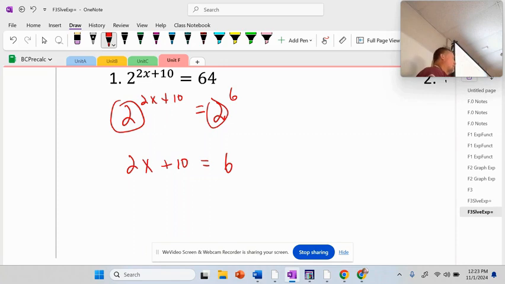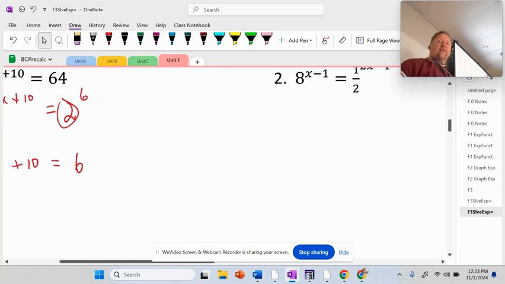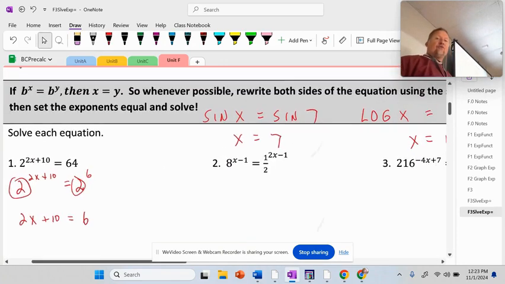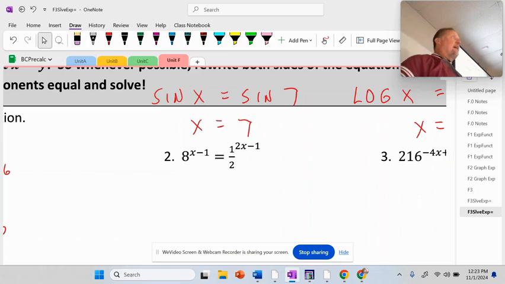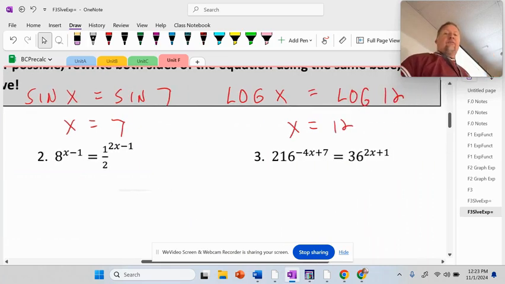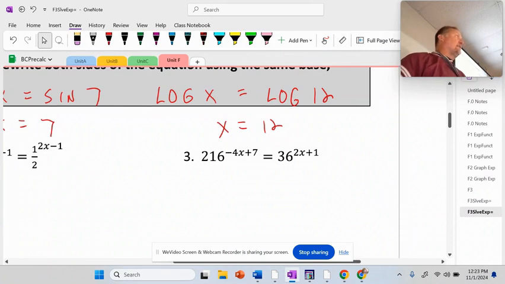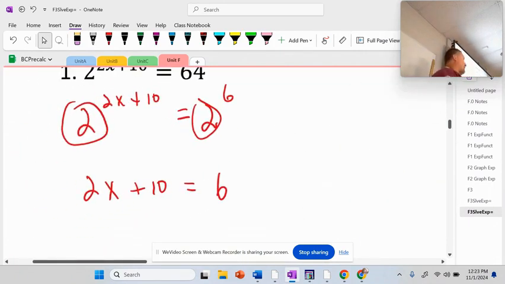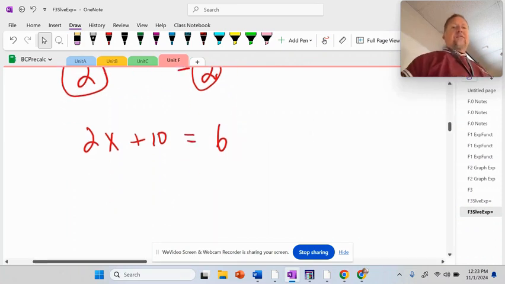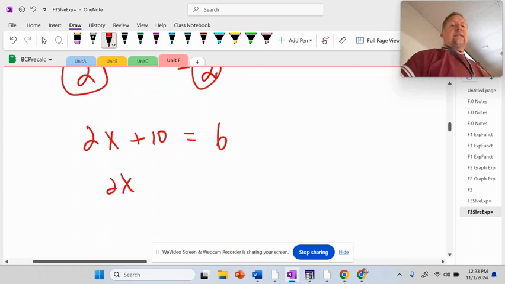So where did the twos go? I dropped them. Where did the signs go? I kind of dropped them because it just is. If sine of this equals sine of that, then this equals that. If log of this equals log of that, then this equals that. If 2 to this power equals 2 to that power, then this power equals that power. It's the same concept. It's balance. And then 2x equals -4, x equals -2.